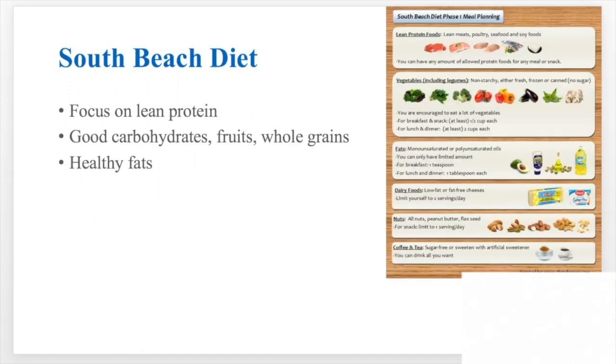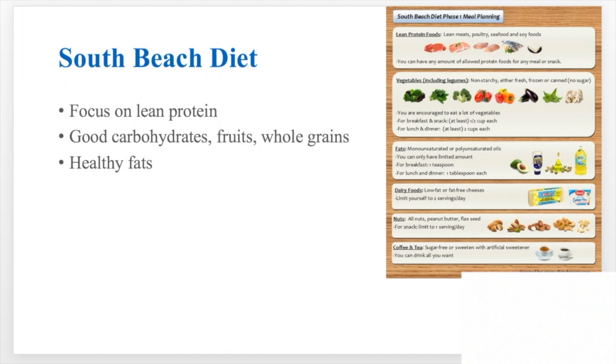There's also the South Beach Diet. This has an accompanying book and program with it as well. This diet focuses on lean protein and also on good carbohydrates, fruits, and whole grains, and also stresses healthy fats. And this is also a very effective diet for a lot of patients.